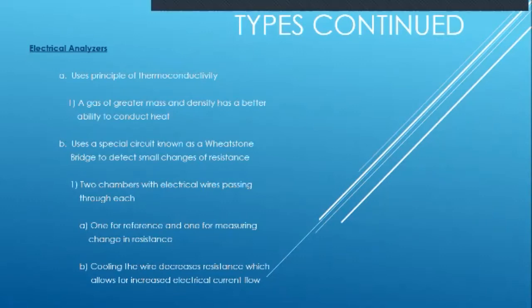This is how it works. Two chambers with electrical wires passing through each of them. One for reference and one for measuring the change in resistance. Cooling the wire decreases the resistance, which allows for increased electrical current flow.